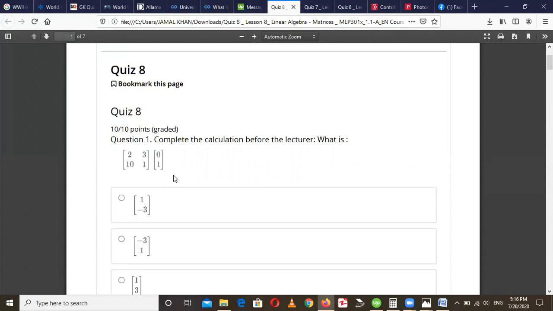Now I have told you what the condition is. We will check the number of columns of the first matrix and the number of rows of the second matrix. If these become equal, these two matrices can be multiplied. Now, what are the number of columns in this matrix? The number of columns is 2. And the number of rows in this matrix is 2. So the number of columns is equal to the number of rows, so these can be multiplied with each other.